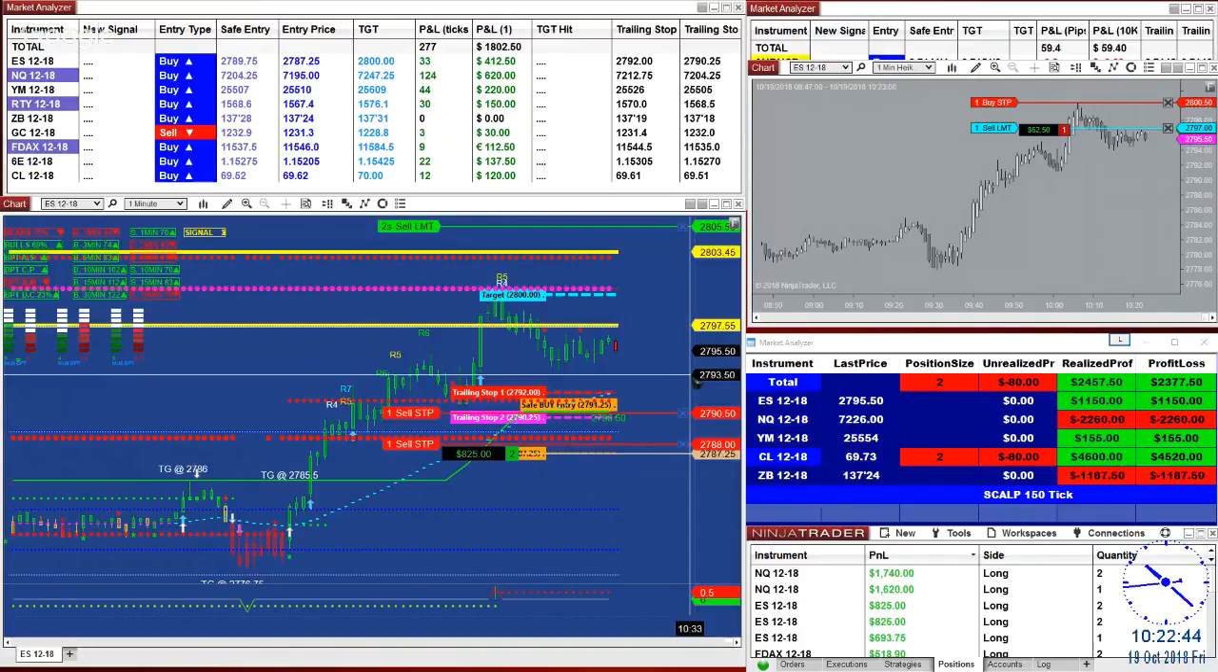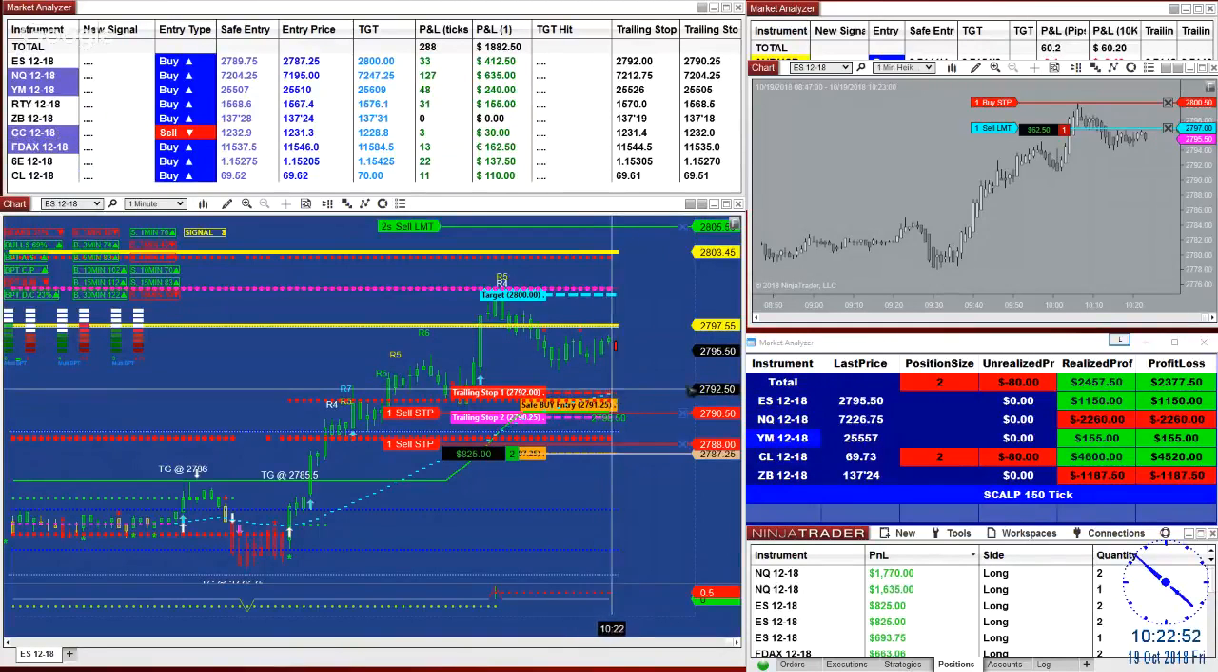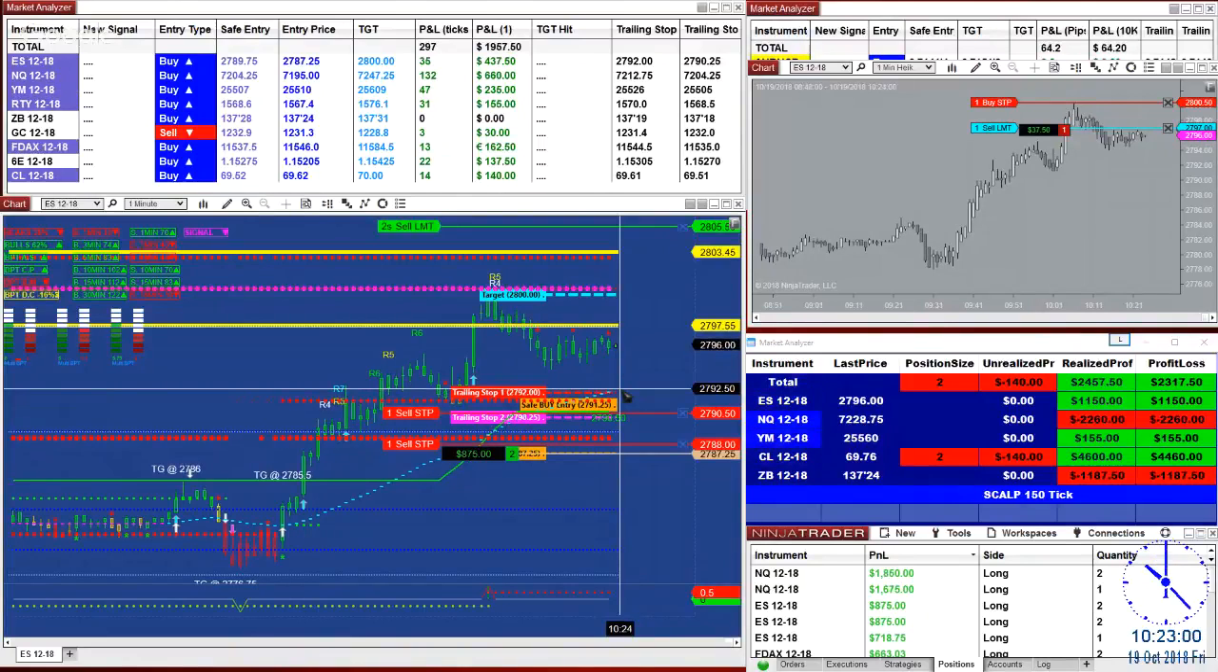The ES, I don't think it's going to be a very hard short. It's a pullback, folks. It's a pullback, and if you are on that short trade from the right corner, you need to close at 2792.50, folks. 2792.50. This is where you need to close.